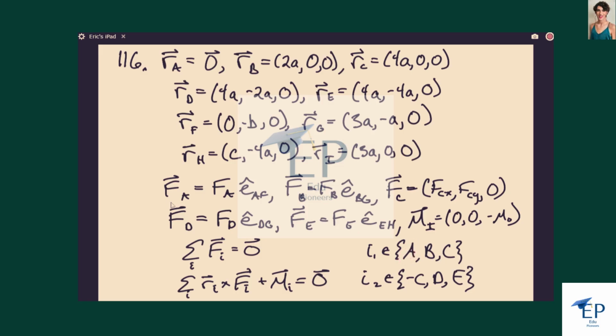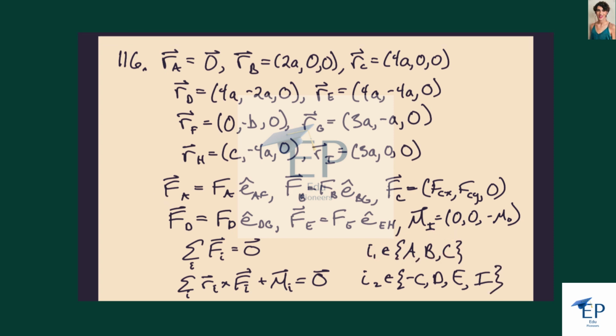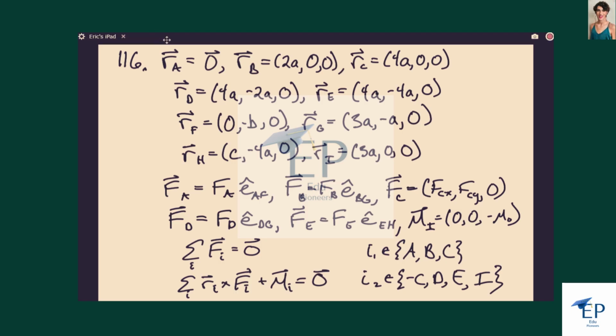And I think I forgot to put an I in here. So we have A, B, and C. Oh, sorry, I think I needed an I on the upper one. Yeah, point I is on the upper bar, so that was right, and I should be here. All right, so that's what I did.